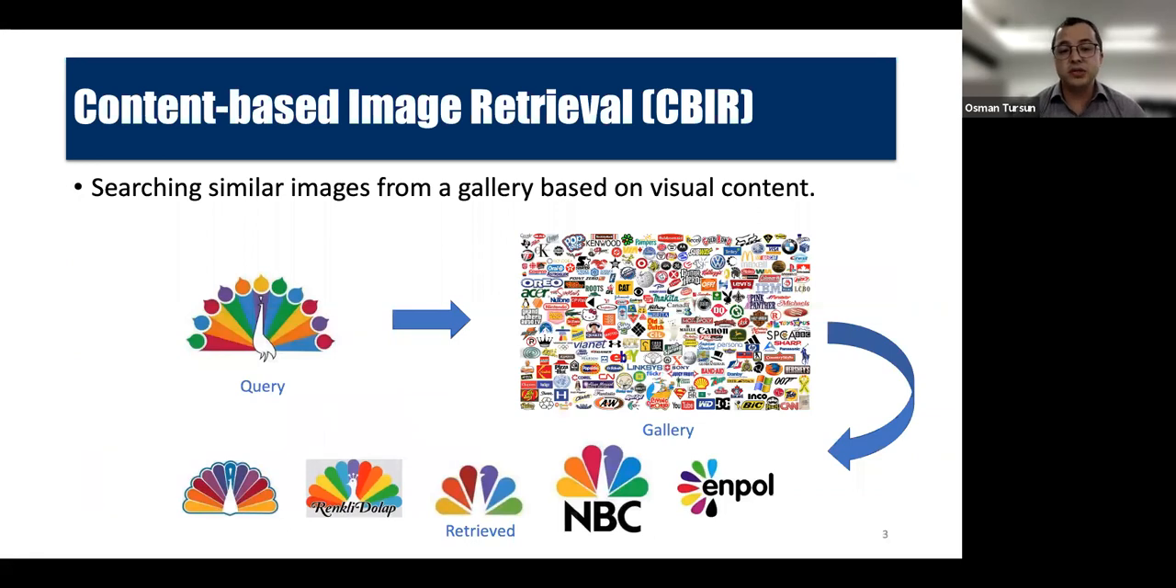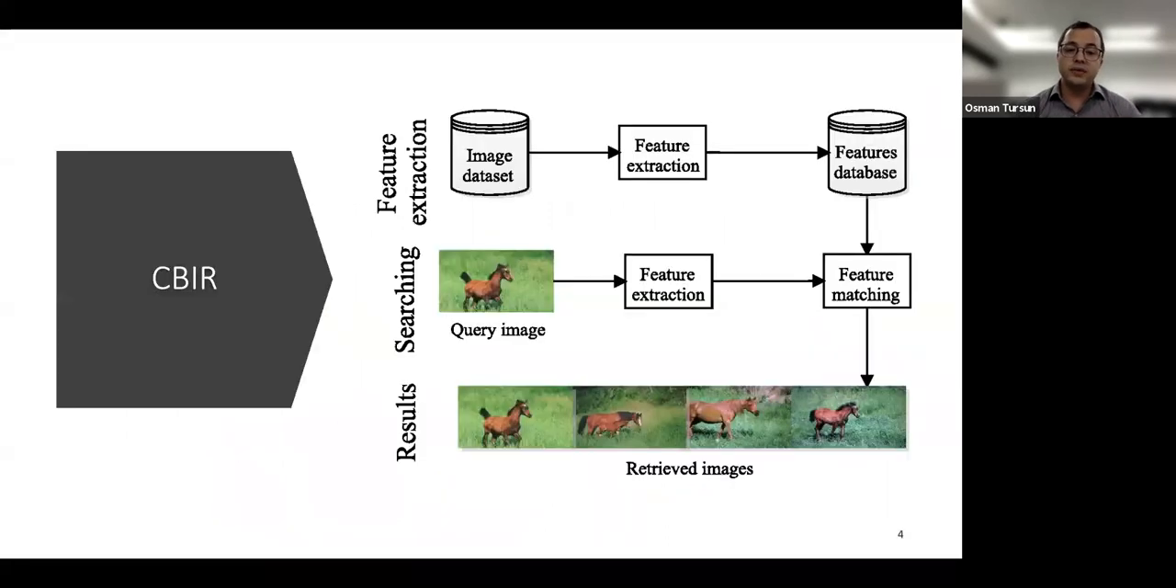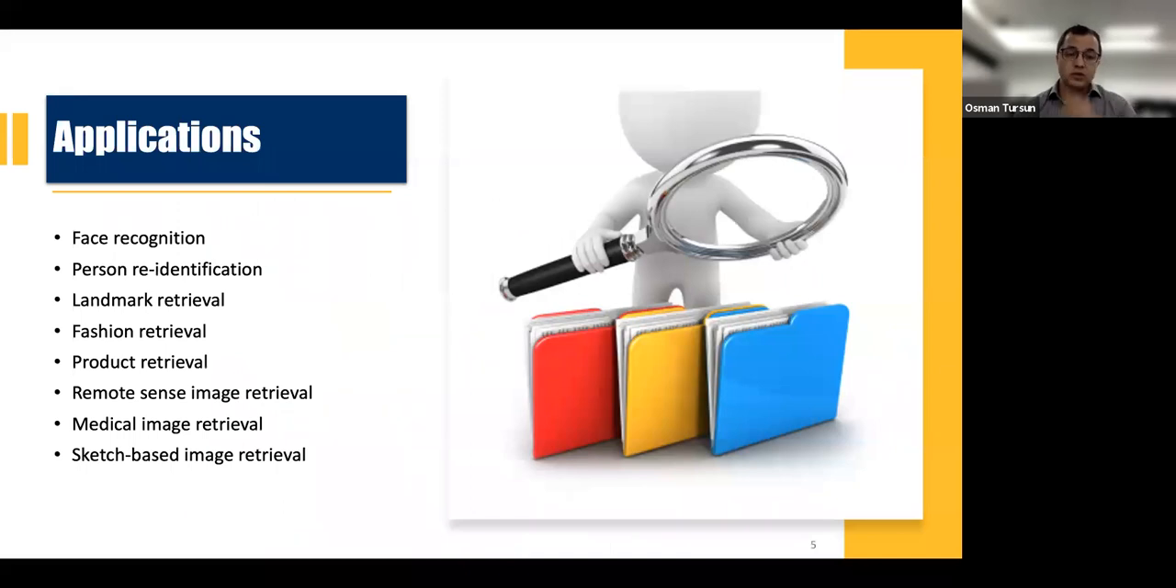So content-based image retrieval is searching similar images based on the visual content instead of tags or codes. And this is a classic diagram of CBIR. It has two main modules. One is feature extraction, and another is feature matching. Content-based image retrieval has many applications such as face recognition, person re-identification, and etc.